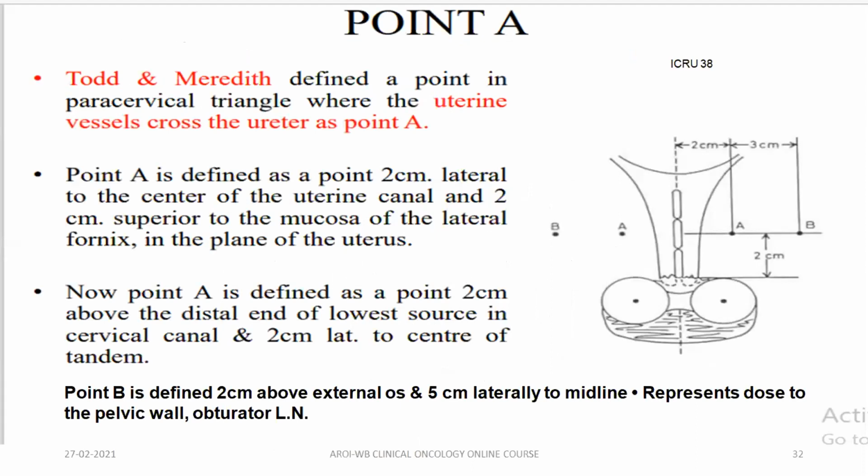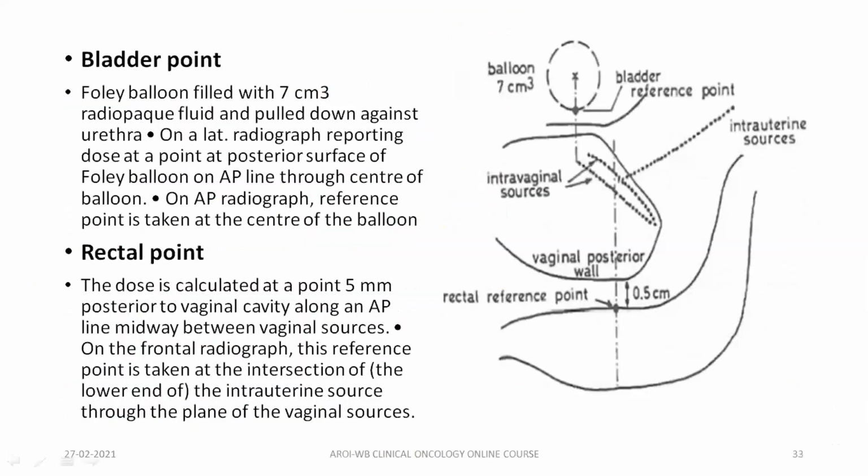Manchester first defined a point, which is called point A, a historic definition: 2 centimeters superior to the mucosa of the lateral fornix in the plane of the uterus. But as that is not visible, point A is now defined as a point 2 centimeters above the distal end of the lowest source in the cervical canal, that is at the external os where you keep a marker, and 2 centimeters lateral to the center of the tandem, that is here. So we still keep this point A even in our image-guided brachytherapy. And point B is defined more laterally, 3 centimeters from point A, which gives us the dose to the lateral pelvic wall.